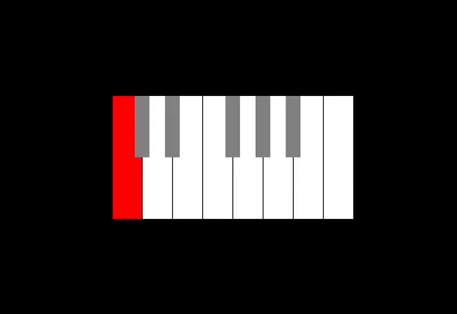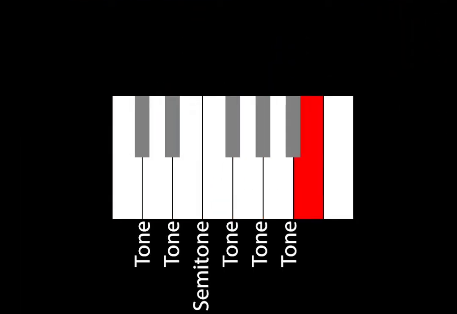Scales, which we'll cover in a bit more depth in a future episode, is just a series of notes arranged by pitch. The most commonly used scales are heptatonic scales, which is just a fancy way of saying scales with 7 notes. And we can describe these heptatonic scales with semitones and tones. The major scale can be described as tone, tone, semitone, tone, tone, tone, semitone. The natural minor scale can be described as tone, semitone, tone, tone, semitone, tone, tone.